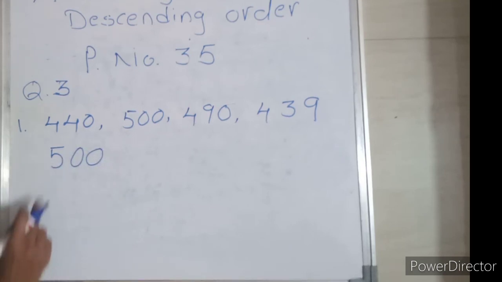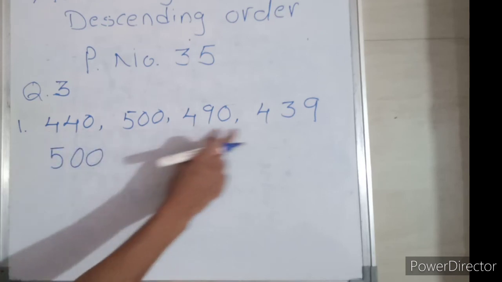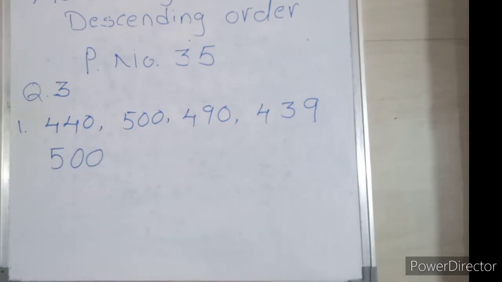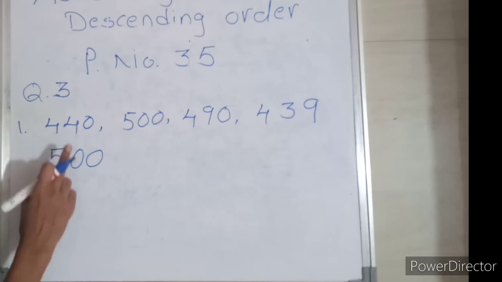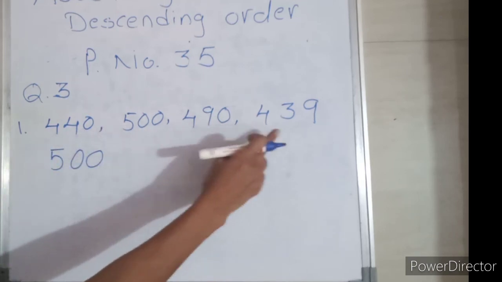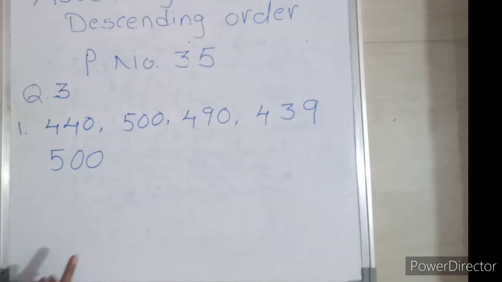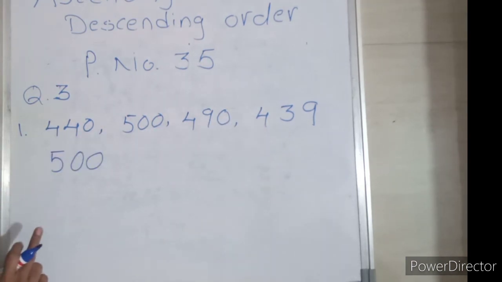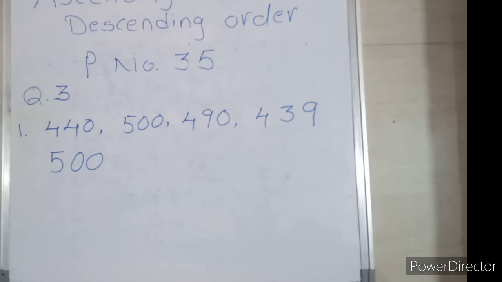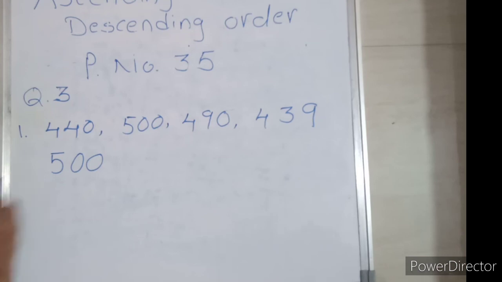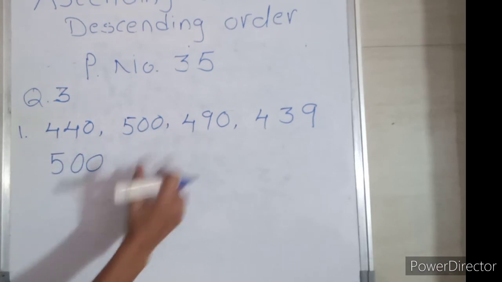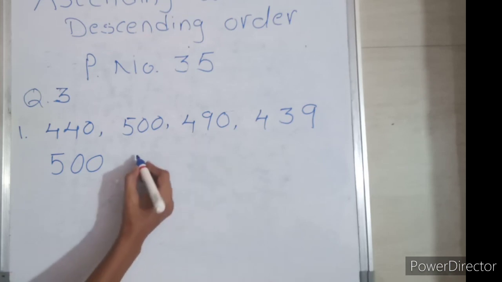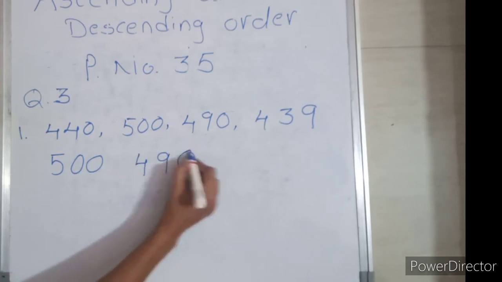Then now here hundreds place 4, 4, 4. So it is quite difficult. So see the tens place. Here is 4, here is 9, here is 3. Okay. So 3 is small. So which will come here? 4, 9 or 3? We are arranging numbers in descending order. Descending means from bigger to smaller. So which one will come? Yes, 490, because in the tens place 9 is a big number. So here will come 490.